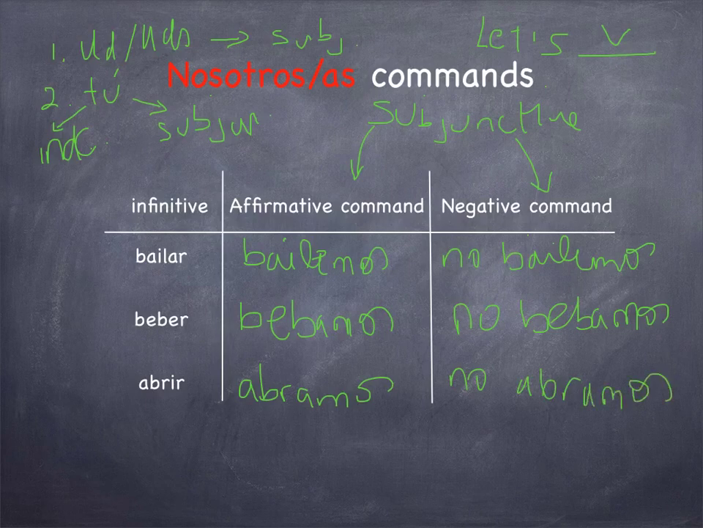So let's review here. For AR verbs, the subjunctive ending is emos. Verbs that end in ER, the subjunctive ending is amos. And verbs that end in IR, the subjunctive is also amos.